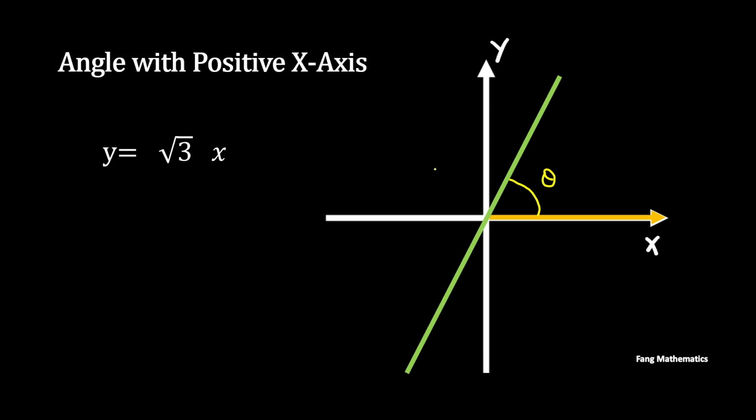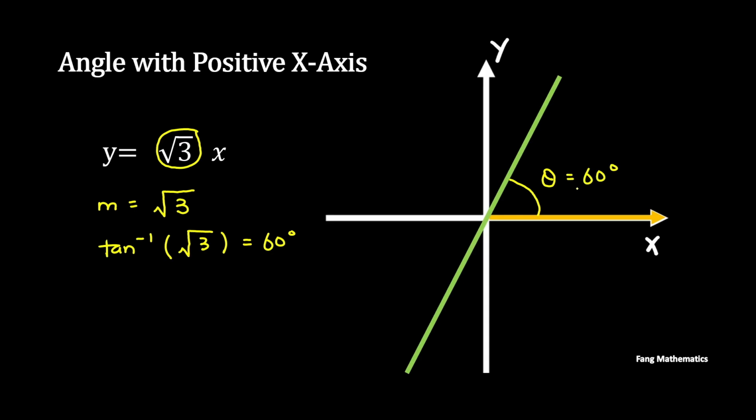We are to find theta given the equation of a line. We first find the gradient of the line. So in this case, you have square root of 3. Let me label that. And your next step is to use tan inverse of root of 3. And I believe your answer should get to 60 degrees. And that is your answer. Your theta is equal to 60 degrees.